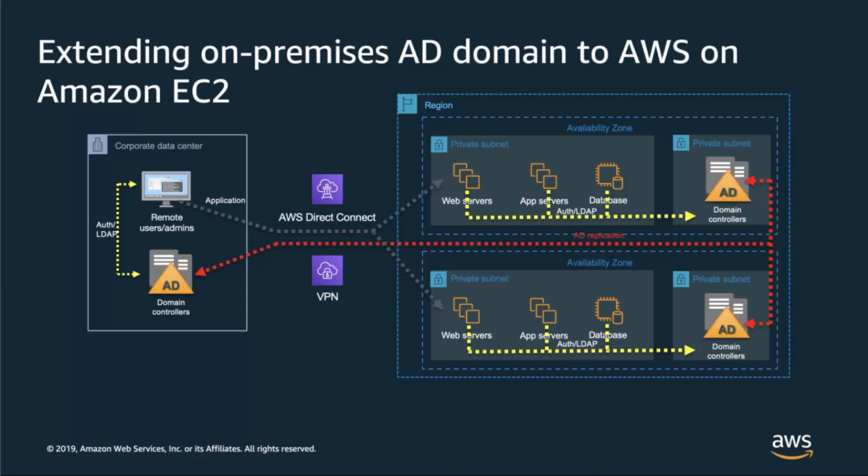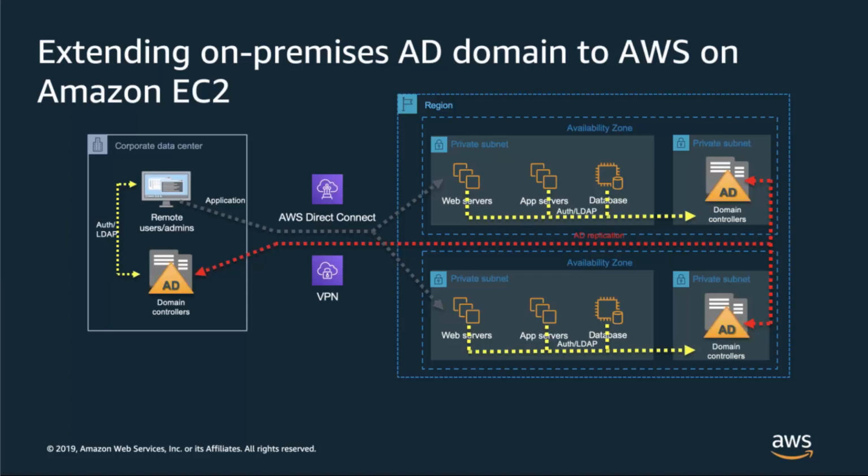Okay, in this example, we're going to talk about extending your on-premises Active Directory on AWS running on EC2. So in this example, you can see that you have your corporate data center on the left, and you're running your own domain controllers. On the right, you can see a single AWS region where there's a number of your application servers and also some domain controllers.